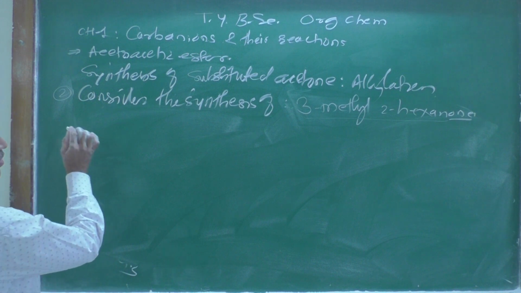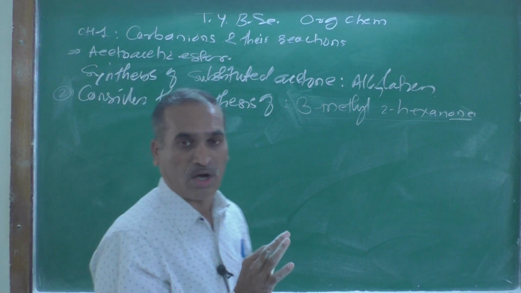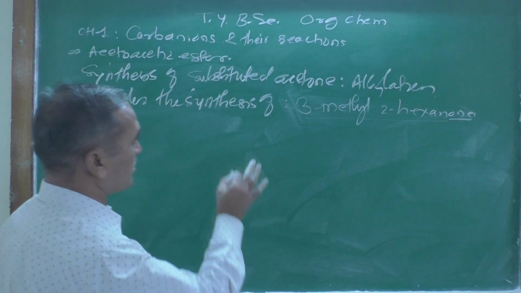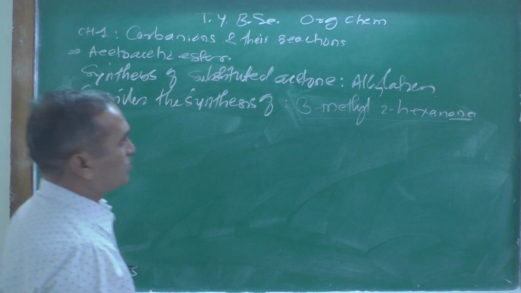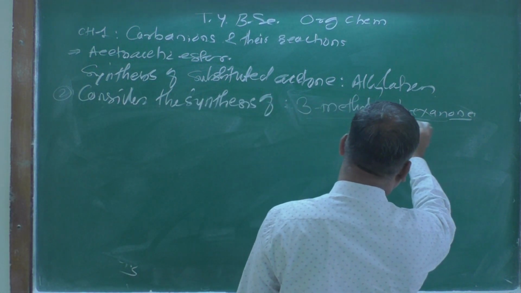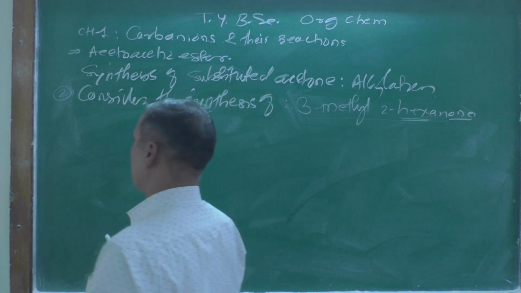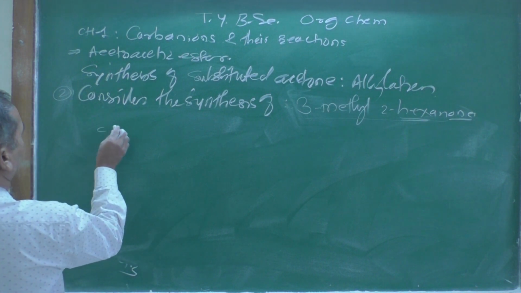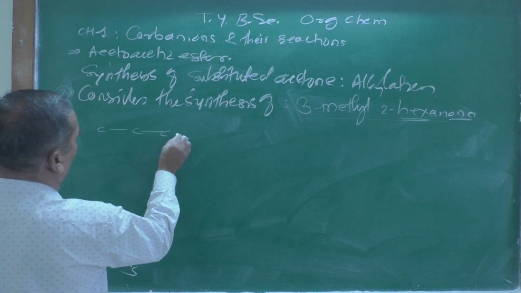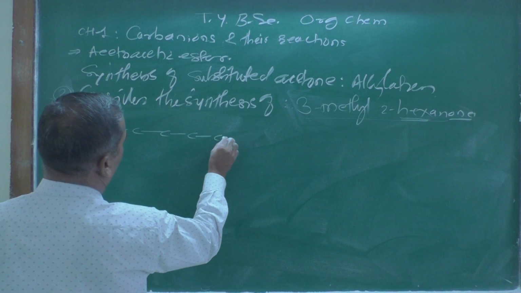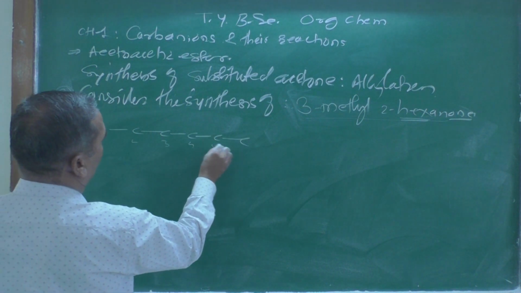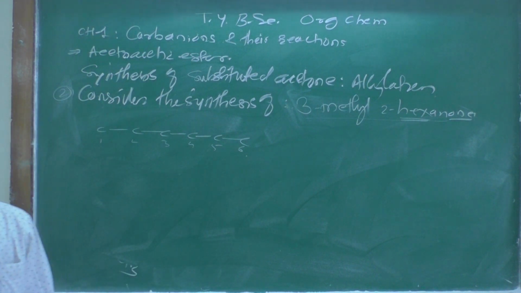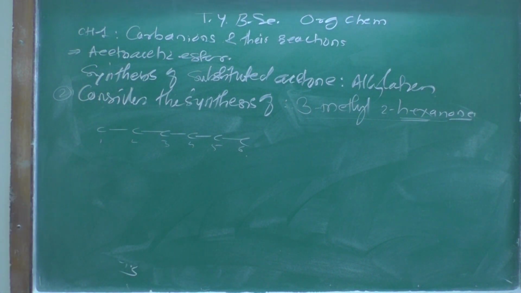So first of all, let us draw the correct structure of this. The structure of 3-methyl hex, what does it indicate? Hex indicates there are 6 carbon atoms in the straight chain. Let me draw that structure here: 1, 2, 3, 4, 5 and 6. There are 6 carbon atoms in the straight chain.